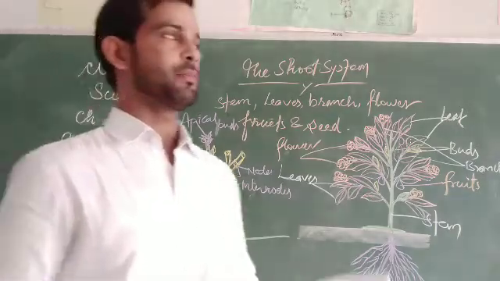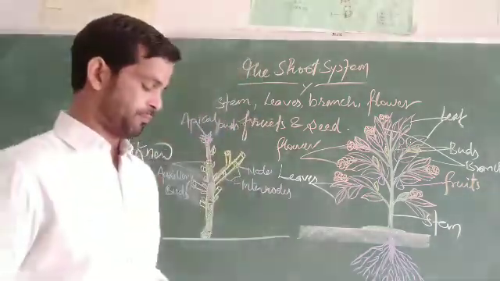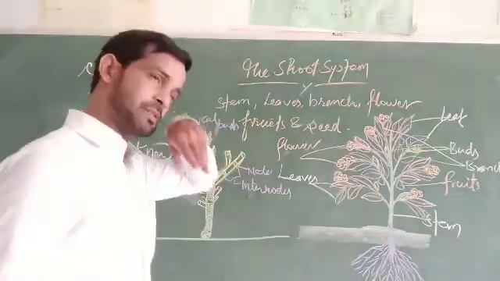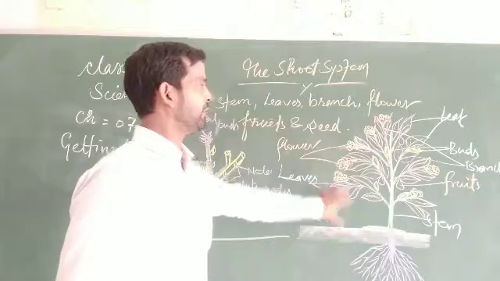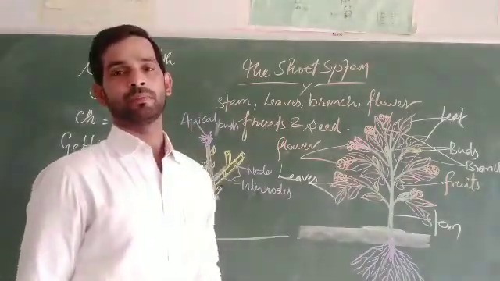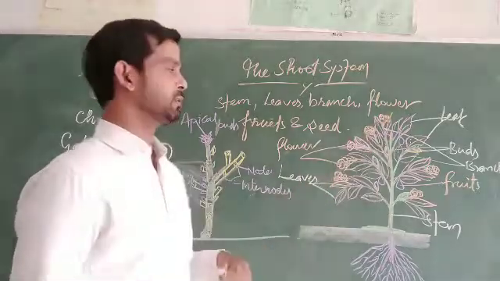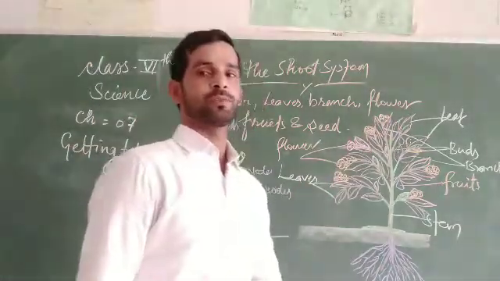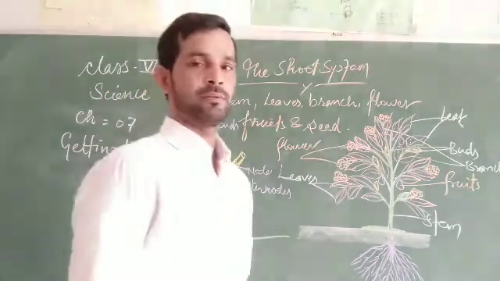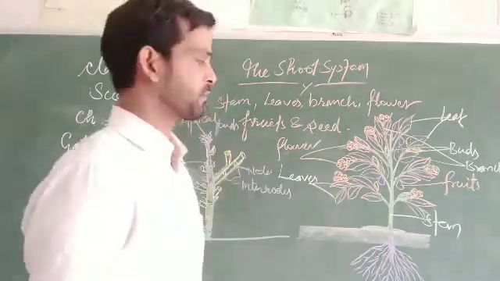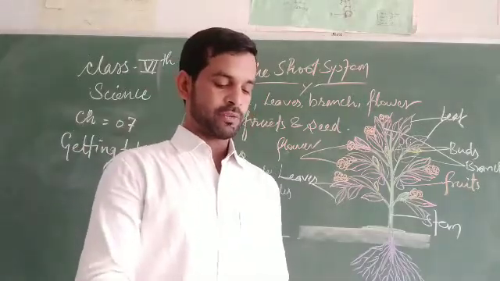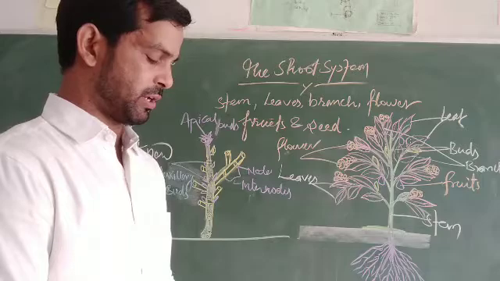So this one is about the apical portion of the shoot system. In this shoot system, we have to know there are leaves, a plant having leaves, branches, buds, fruits, flowers, seeds, etc. Function of stem. What is the main function of stem?